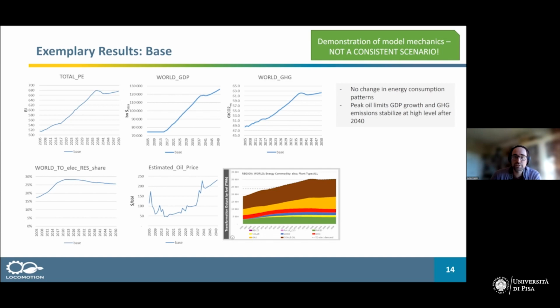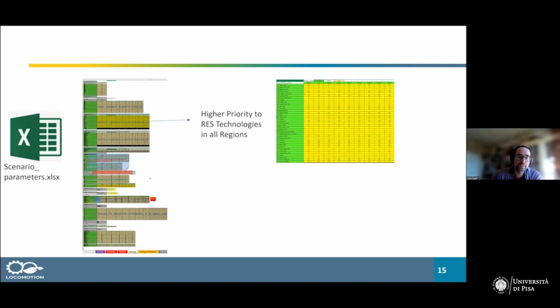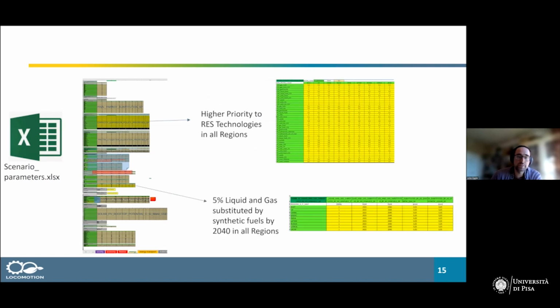So let's change something. How does this work in general? We have this huge scenario parameter file. This is only one tab out of many. And we change some of the inputs. Like in this case, we give higher priorities to renewable energy technologies in all regions for capacity expansion. And we increase the amount of electricity being produced by introducing 5% of synthetic fuels for liquids and gases. So let's do that and see what happens.